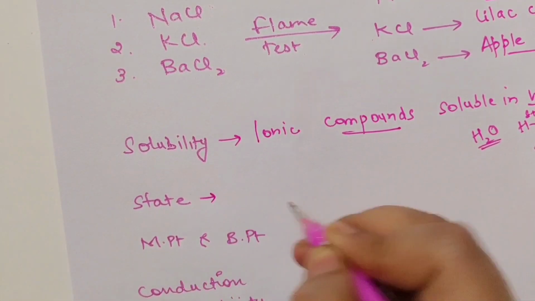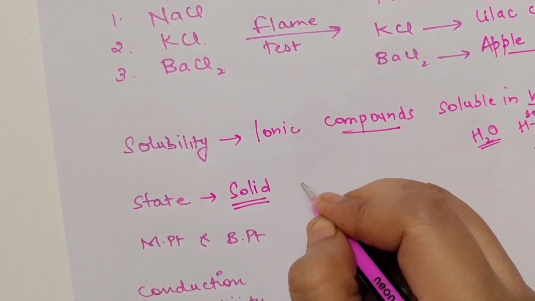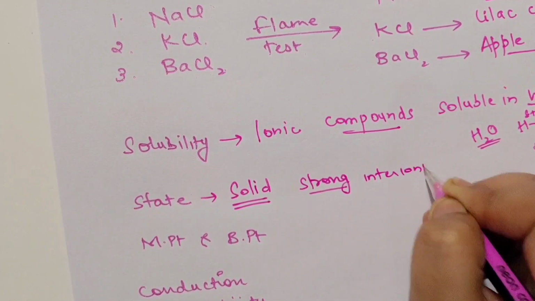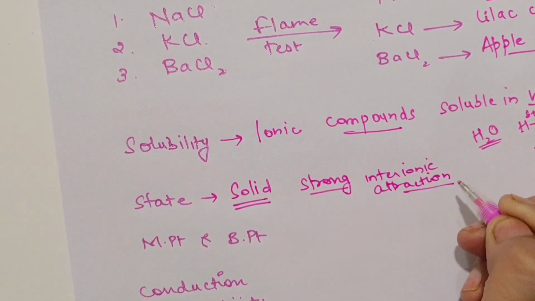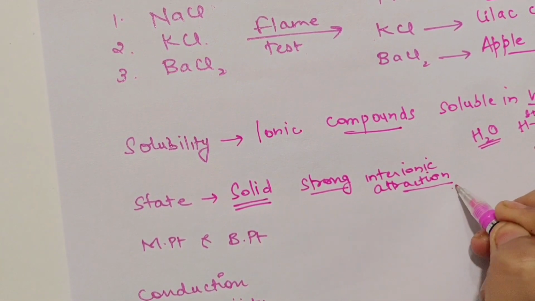State: ionic compounds are all solid. Why are they solid? Because there's a strong interionic attraction. Okay, strong interionic attraction means strong attraction between cations and anions, which keeps them very close together. Therefore, they resemble the state of a solid, where particles are very close together.